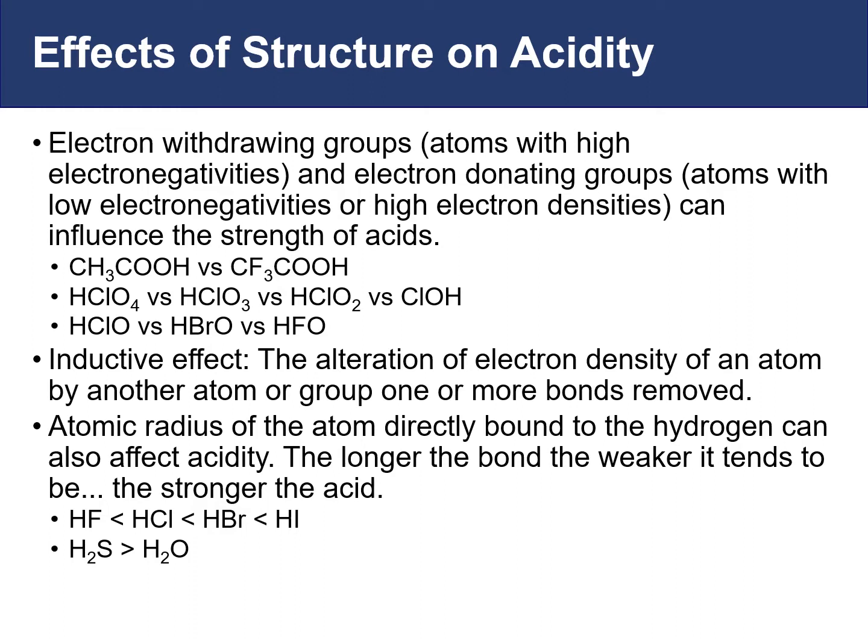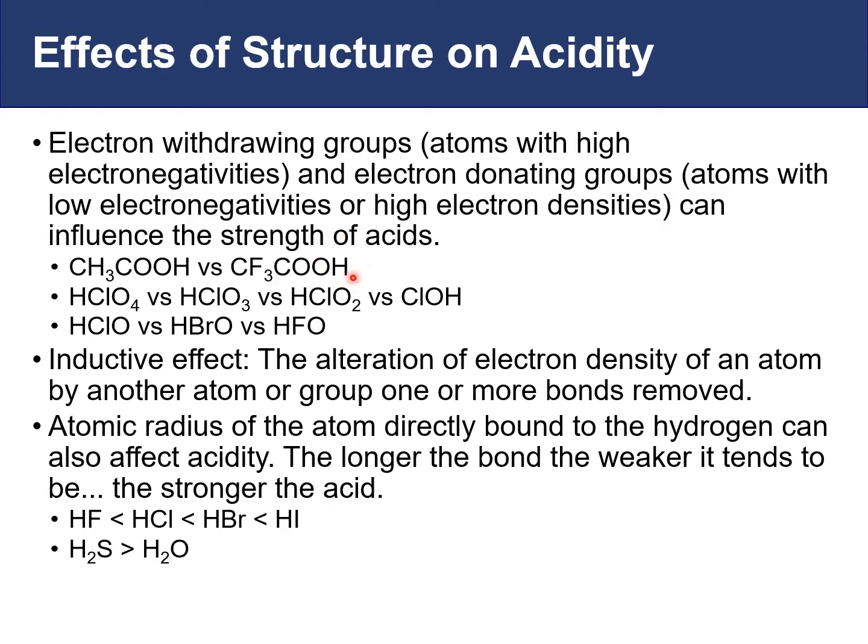So we could look at CH3COOH versus CF3COOH. In this case, the three fluorine atoms are pulling a lot of electron density out of the carbon. This carbon is bound to the acidic carbon. And so what you can say is that electron density is being pulled away from that acidic bond, the OH, that's bound to the carbon.